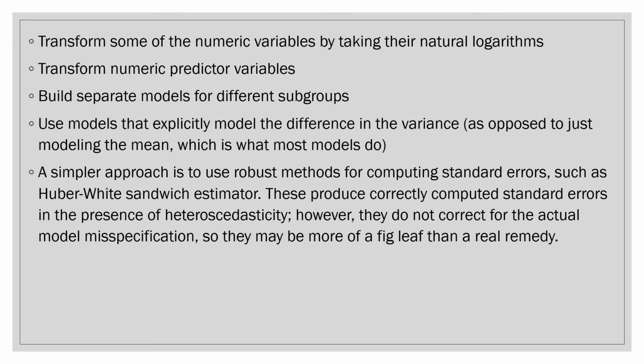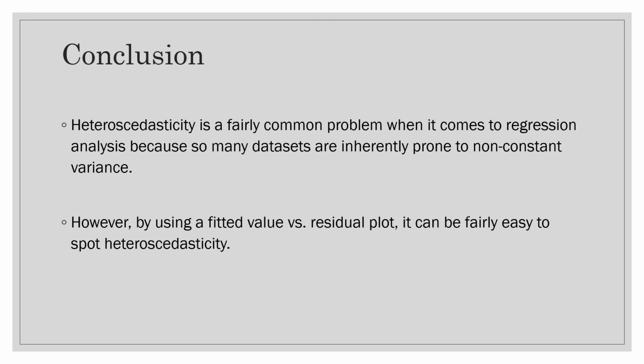So, in summary, the ways you could use to deal with the problem of heteroscedasticity: either you can transform the variables, or you can transform the numerical predictive variables, or you can build separate models for subgroups, or you can use models that explicitly model the difference in the variance, or you can go for weighted regression, etc. Or else you can go for some other methods as well. I'm not looking into that here. And that's all about heteroscedasticity.